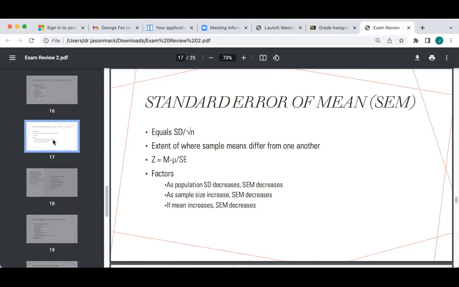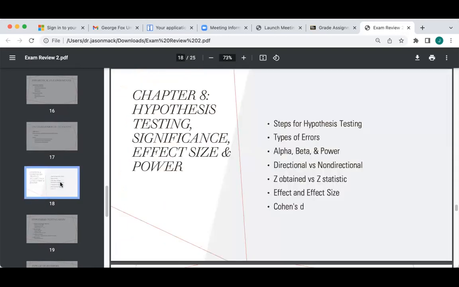The standard error of the mean is the standard deviation over the square root of n. You can also do z equals the sample mean minus the population mean over the standard error. As population standard deviation decreases, standard error of the mean also decreases. As sample size increases, standard error decreases. If the mean increases, standard error also decreases.